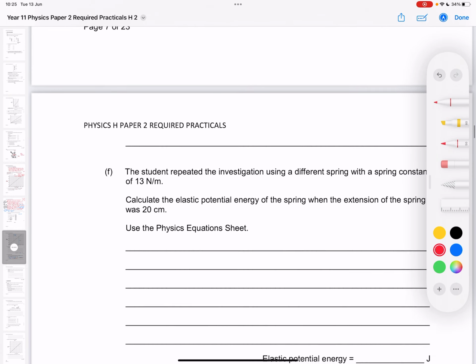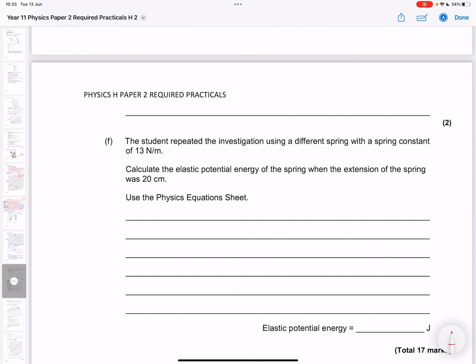Okay, right. The last question: the student repeated the investigation using a different spring with spring constant 13 Newton per meter. That means 13 Newton per meter is the spring constant: in order to get a 1 meter stretch, you need to apply 13 Newton force. Or in order to compress the spring by 1 meter, you need to apply 13 Newton force. Now calculate the elastic potential energy. People confuse this equation. Ee is equal to half k e squared is the equation. You will be given this equation. People always confuse these two equations, so you need to choose which one to use.